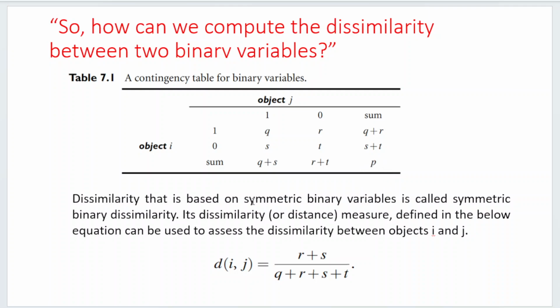Then the dissimilarity based upon symmetric binary variables is called the symmetric binary dissimilarity. Its dissimilarity measure is defined in the below equation. How can we find the dissimilarity between the objects i and j? That is d of i comma j is equal to r plus s divided by q plus r plus s plus t. This is my dissimilarity between the objects i and j. This contingency table is very important for binary variables.